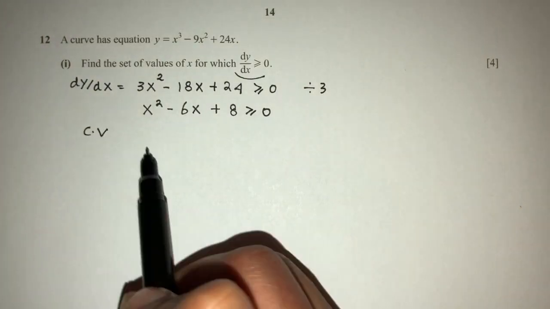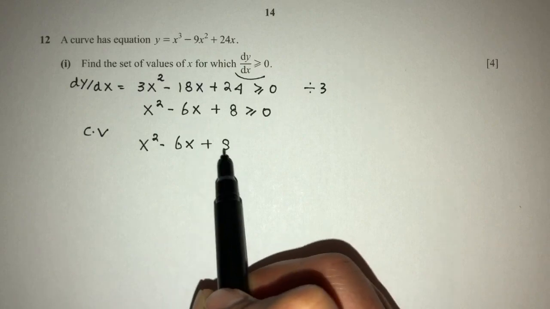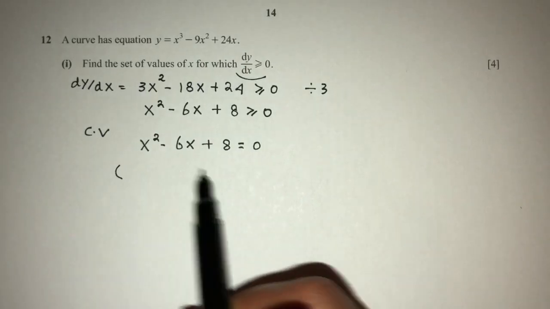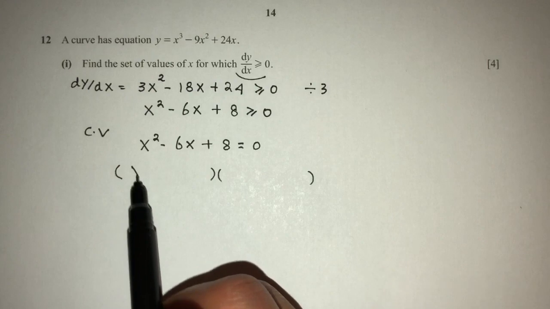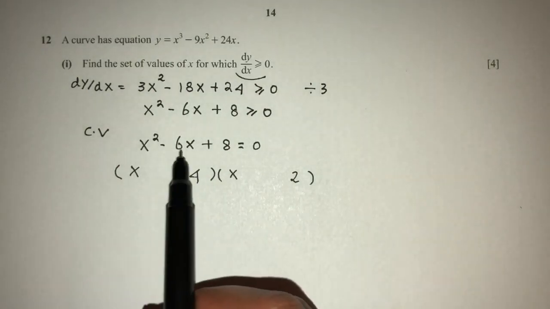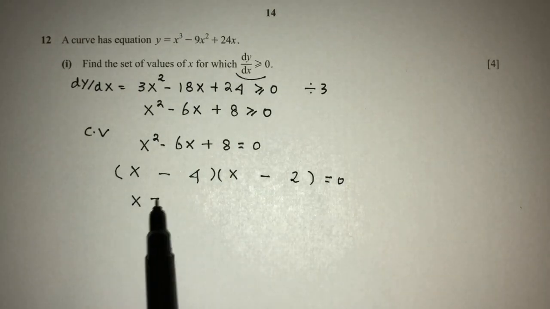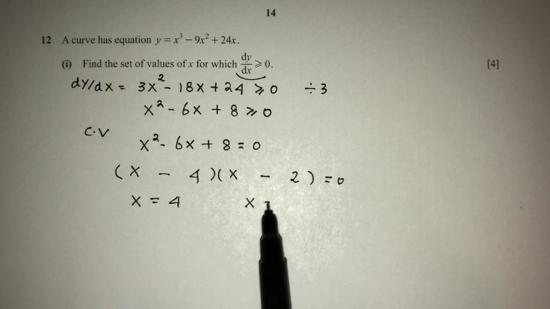So critical values, that will be this, and this equate to 0. So factorize, that will be x times x. 8 is 4 times 2. To get minus 6, we have to have minus 4 minus 2. So x will be the value of 4, and x will be the value of 2.